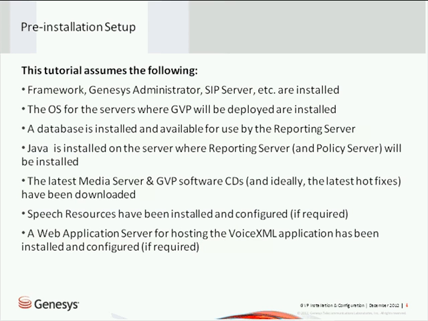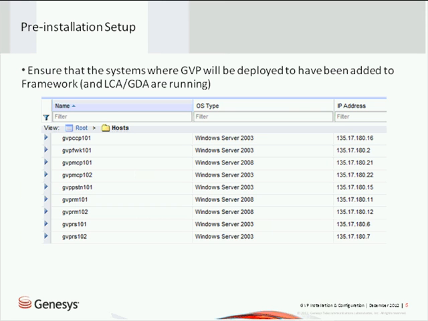You should have any speech resources installed, and you should have your web application server for hosting VoiceXML applications or TCP applications, or even announcements if you plan on using one of those instead of a local file system. As part of the framework installation that should be done beforehand, you should have your LCA and Genesis Deployment Agent up and running on the systems. Here's a list of the servers we will be using in this particular tutorial.